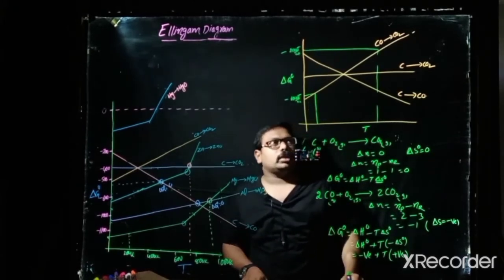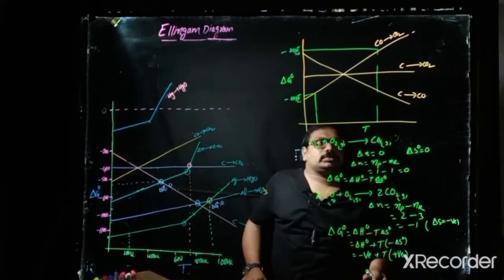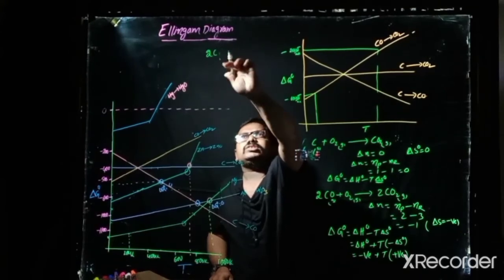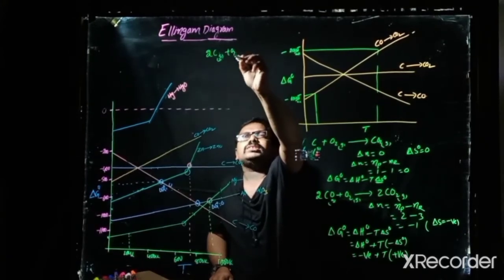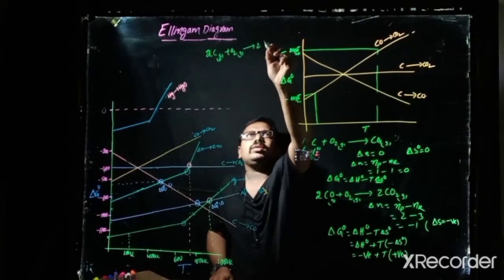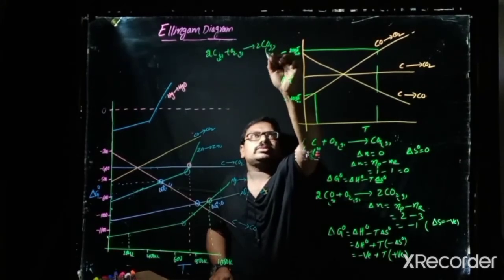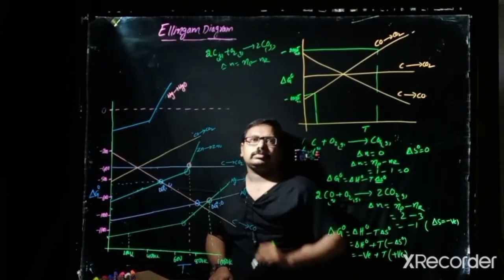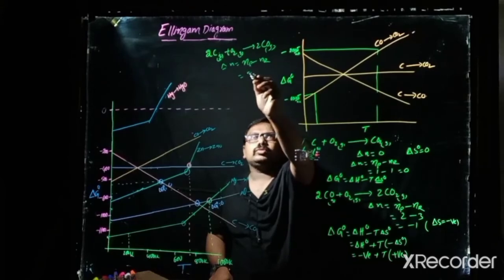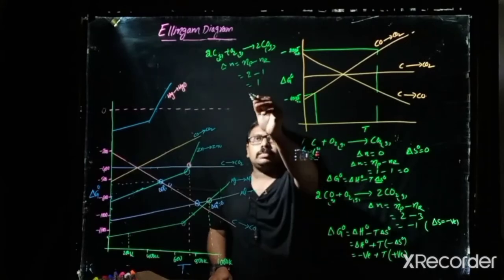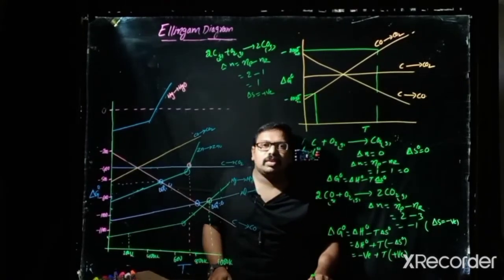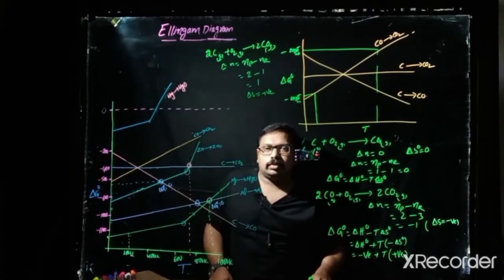Now coming to another graph, C gives rise to CO. So 2C, which is a solid, plus O2 gas gives rise to 2CO gas. Comparing the delta n value here, product moles minus reactant moles: product moles here 2, reactant moles here 1, so delta n will be 1. That means the change in entropy value will be positive here.